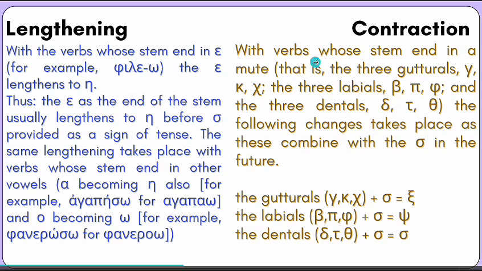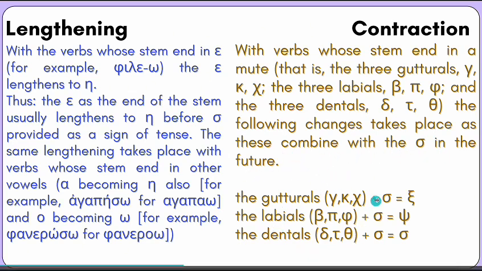Good. Now contraction. You are familiar with contraction. Certain verbs contract. With verbs whose stem ends in a mute, that is the three gutturals, gamma, kappa, and chi, the three labials, beta, pi, phi, and the three dentals, delta, tau, and theta, the following change takes place as they combine with the sigma in the future.